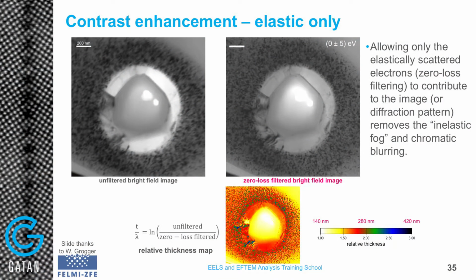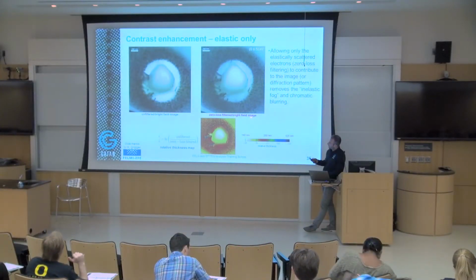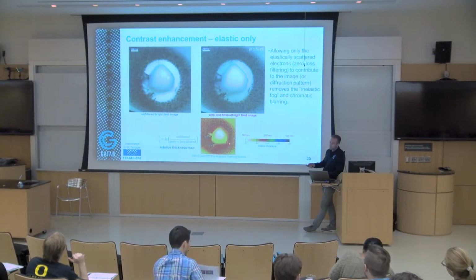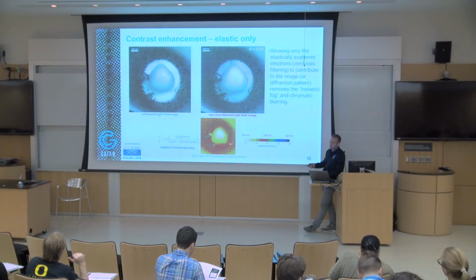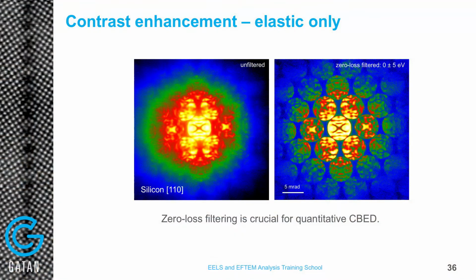And also a good thing is if you have these two images, unfiltered and zero loss filtered, like we did before, you can work out a relative thickness map, like our T over lambda map. So you can do that in EFTEM as well. It can be used for diffraction.